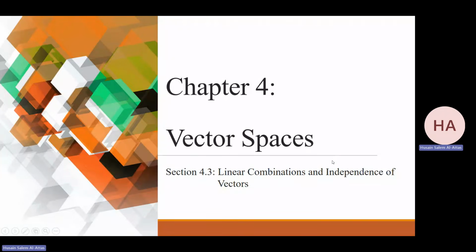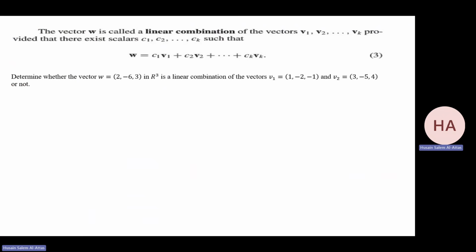Bismillah ar-Rahman ar-Rahim. Now we'll start section 4.3, which is mainly what? Linear combinations and independence of vectors. We did that before, in 4.1 for R2 and R3. Now we'll talk about it for Rn. It's almost the same idea, but now we will work with Rn, not R2, R3.